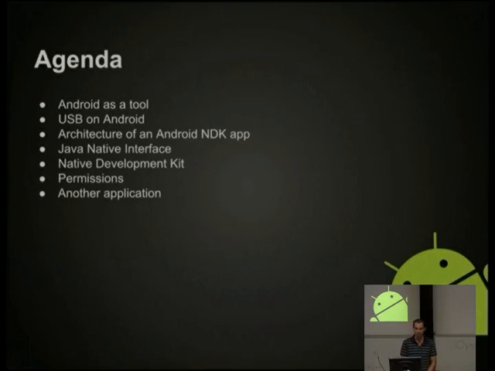So we'll briefly go over Android as a tool, and then USB on Android, what it provides in terms of APIs and hardware support, and then how to take some existing code that knows how to talk to a peripheral and bring that into the Android land. So in this case, a bit of C code, using the Java native interface and the native development kit that the Google guys provide for Android. And then I'll go over some of the gotchas there. So the permissions model was one of the harder things to integrate in the system I had. And I'll give a second demonstration application that used this similar architecture.